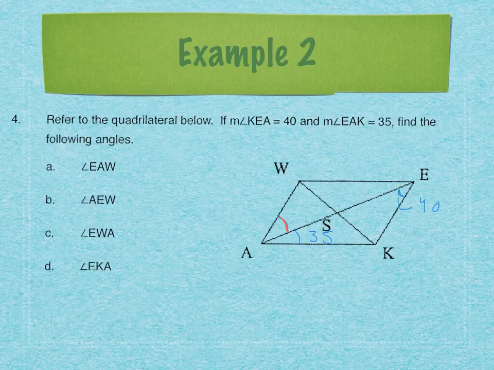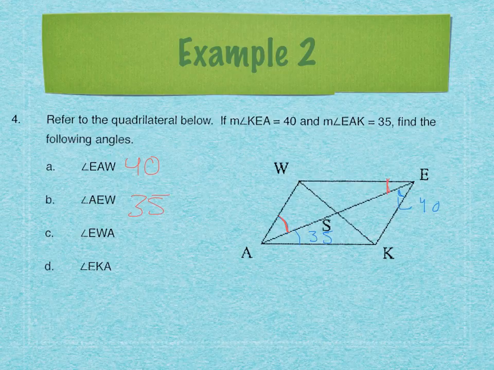It actually turns out that we need to know that this is a parallelogram. So this is in fact a parallelogram. I'm going to tell you that. So now we can use alternate interior angles, which would say that this angle up here that is 40 is also the angle EAW, which is 40. What would that make the angle AEW? It's my other side over here. 35. That's going to be 35.